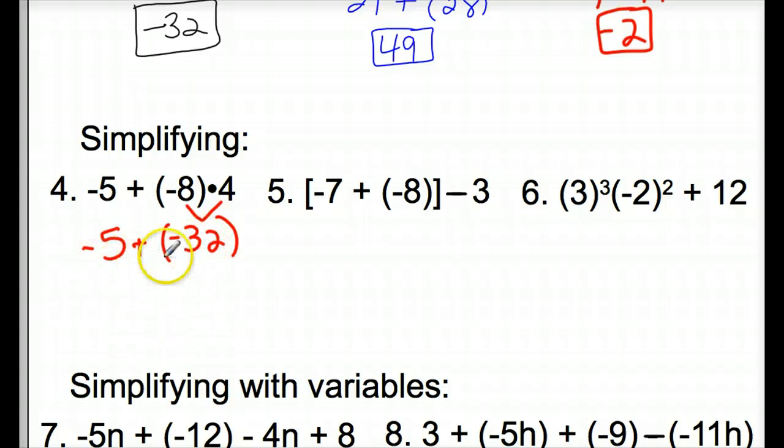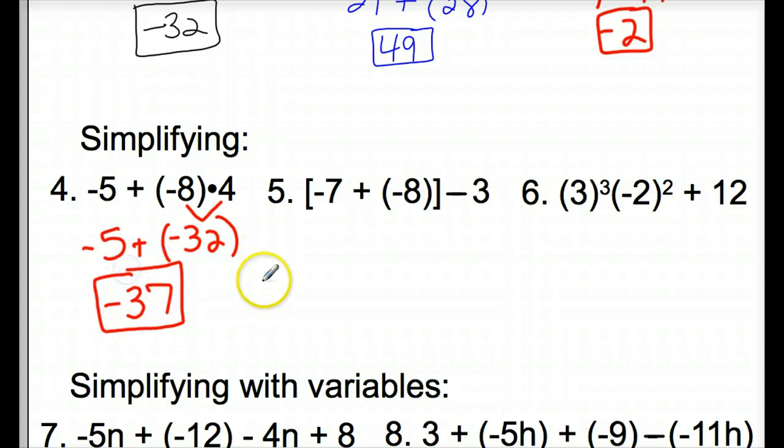Now, we know how to add two negative numbers. We just add them. We get 37. Since they're both negative, we throw that negative sign in front, and that's our final answer. Now, over here, notice we have some brackets on our hands. So we know we have to do that first.